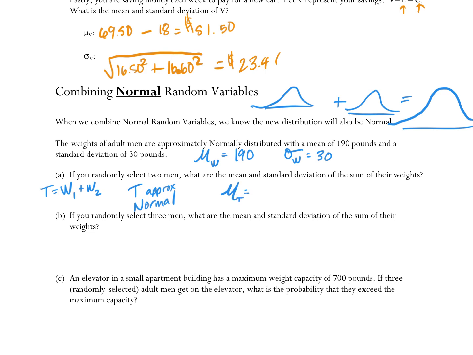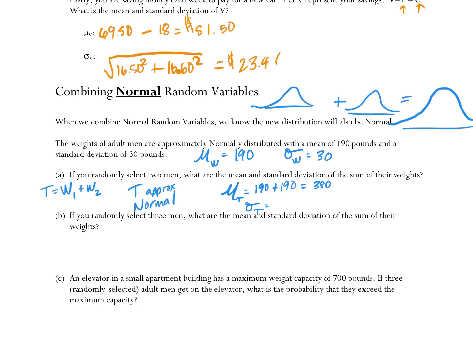Now, what's the mean of the total weight going to be? It's going to be 190 for the first guy plus 190 for the second guy, which is 380. Because if I asked you what the average weight of those two guys is going to be, if we average those, that's a completely different process that we will leave to Unit 5. Okay? What about the standard deviation?